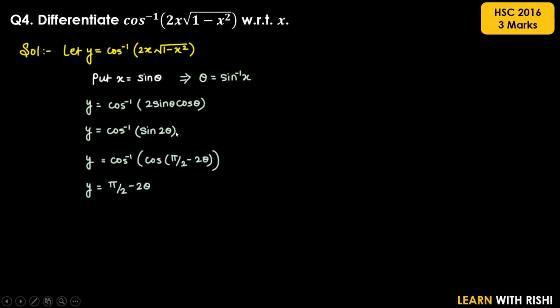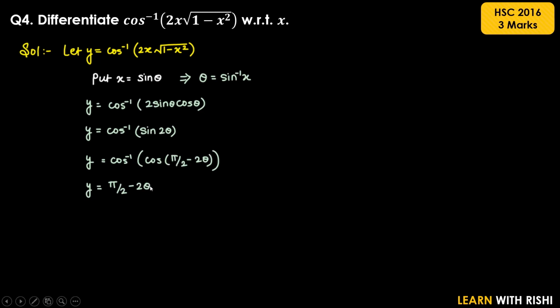So sine theta is equal to cos of pi by 2 minus theta. So we'll write here cos of pi by 2 minus, in this case theta is 2 theta, so 2 theta. Cos and cos inverse will get cancelled. y is equal to pi by 2 minus 2 theta.